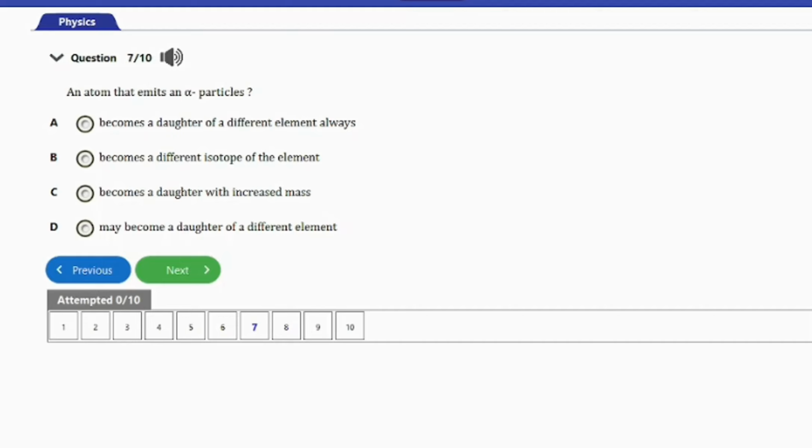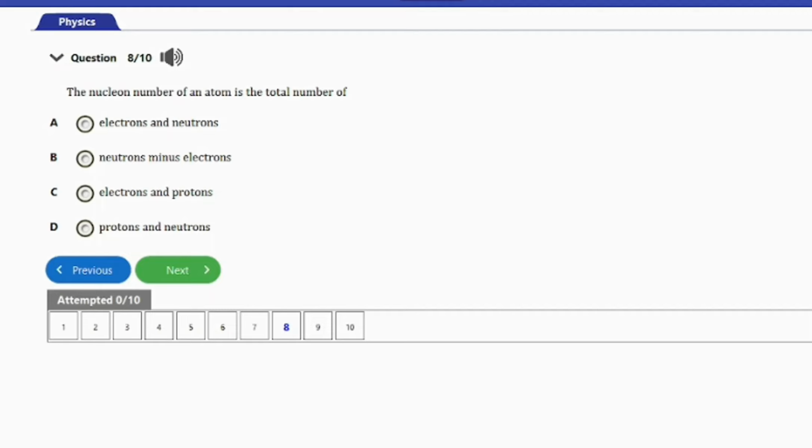So the next question we have here is question number 8. It says the nucleon number of an atom is the total number of A, electrons and neutrons, B, neutrons minus electrons, C, electrons and protons, D, protons and neutrons. So guys, the answer to this question is option A here, electrons and neutrons. So let's go ahead and consider the next question.